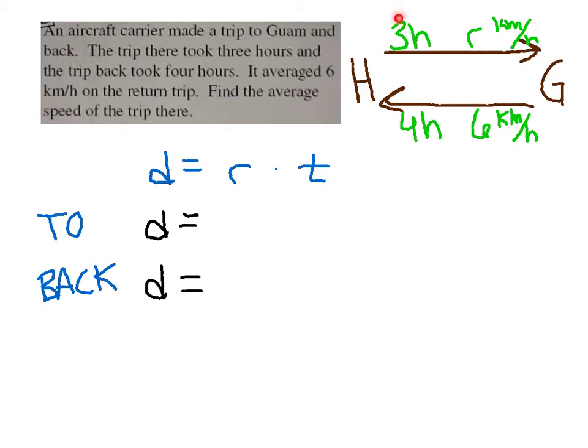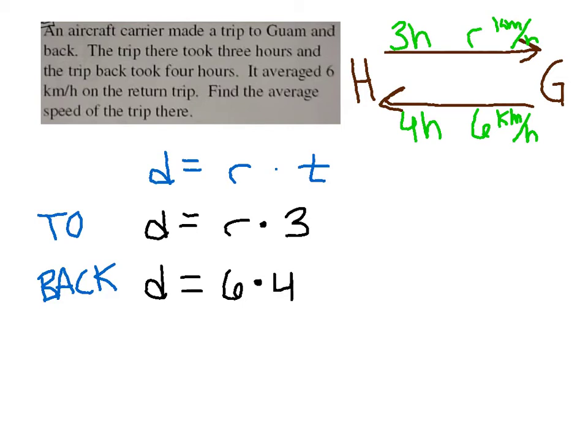If I'm looking at the trip to Guam, I don't know what my rate is, so I'm going to keep it as R. And the time is 3 hours. If I'm looking at the trip back, my rate is 6, and my time is 4 hours.